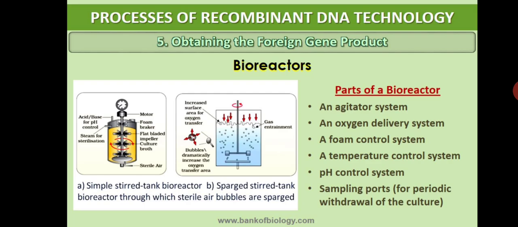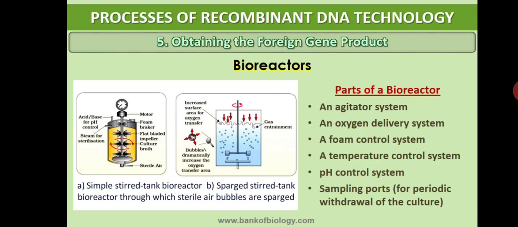Its structure, what the parts of the bioreactor are, and for what purpose we are using the bioreactors. Bioreactors are nothing but large stainless steel vessels or tanks whose capacity is about 100 to 1000 liters, in which it is possible to put 100 to 1000 liters of synthetic medium, in which we can culture a large number of microorganisms or cells.